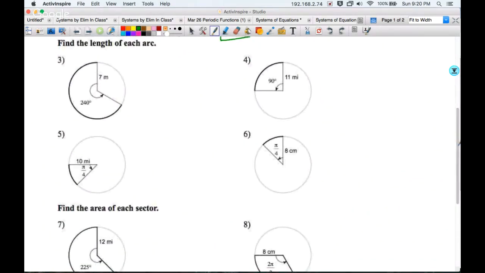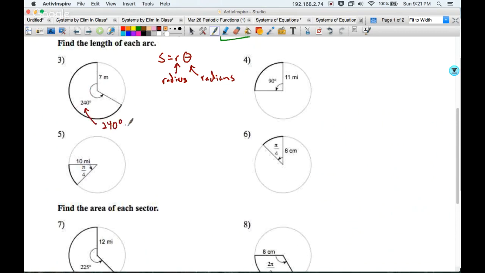All right. Find the length of each arc. For this, we need a really simple formula. It's just S equals R theta. But the trick about this is that theta must be in radians. And this is the radius here. So radius, radius, and radians. So maybe I can help you remember it: radius, radians. So for this first one, 240 degrees is not in radians, so I have to convert it real quick.